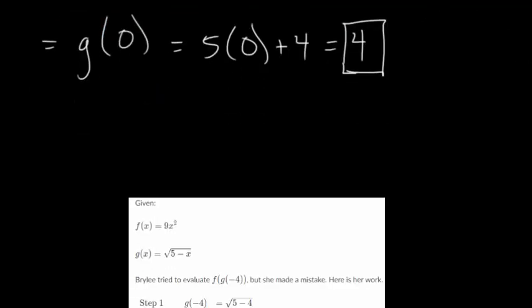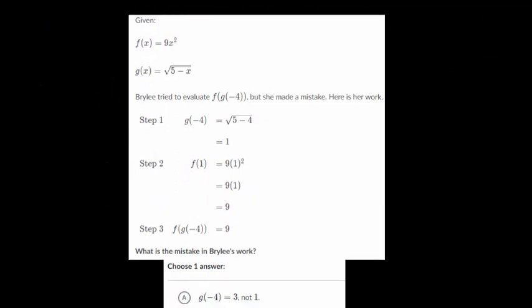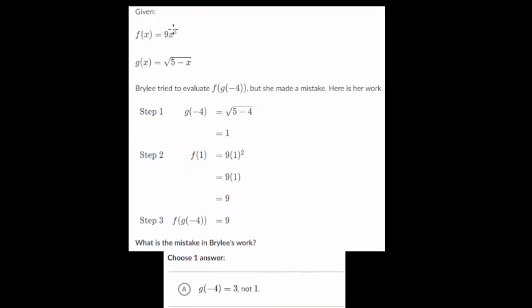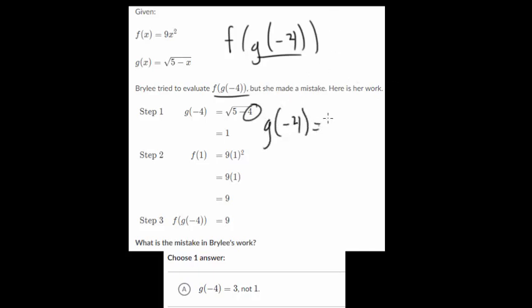So let's keep going. So this one's a little bit different. Now we've got to find the mistake in the work. So we have f of x and g of x, and we're trying to evaluate f of g of minus 4. So the correct way would be to start on the inside and evaluate g of minus 4 first. So plugging in g of minus 4, so it should be 5 minus negative 4, but it's not. So when we plug in g of minus 4, it should be square root of 5 minus x, and x is negative 4. So that's 5 plus 4, which is root 9, which is 3. So instead of getting 1, you would get a value of 3.